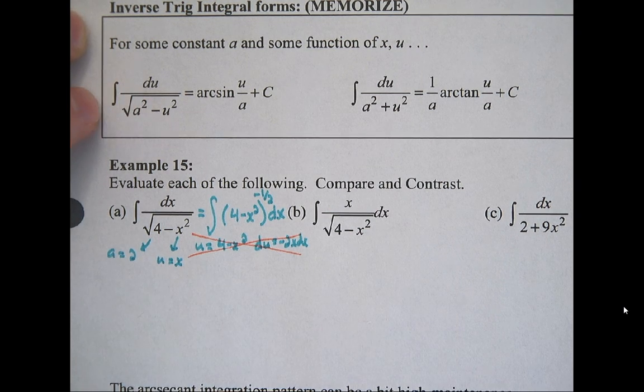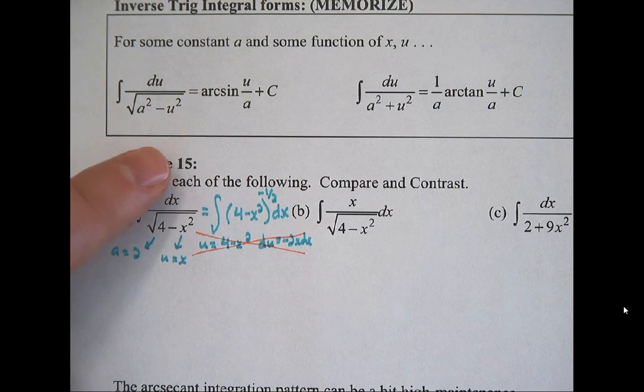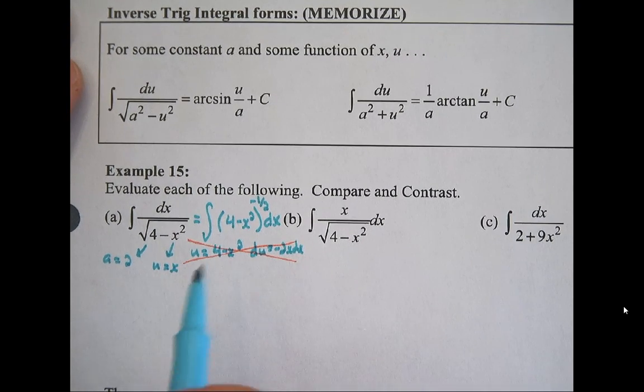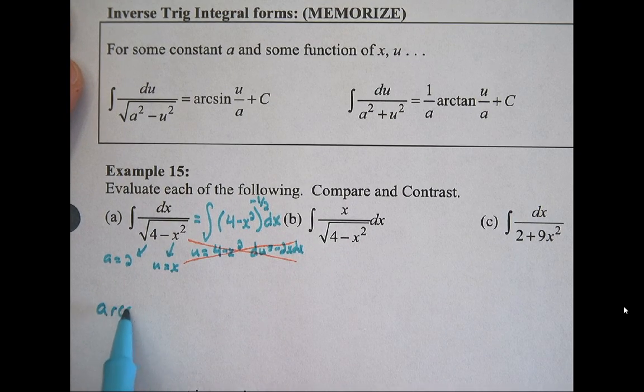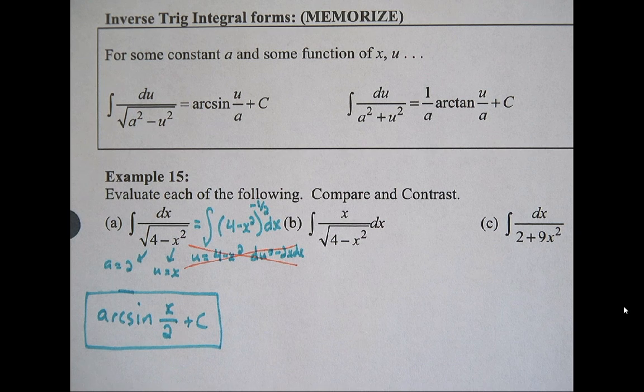And we don't have to worry about any of that because when we differentiate x, we would just get 1, which is what we have on the top. So we can go ahead and just use the arc sine formula. So this would be the arc sine of u, which for us is x, over a, which for us is 2. Don't forget your plus C, your constant. All right, let's try the next one.